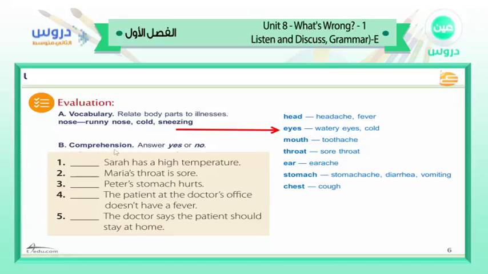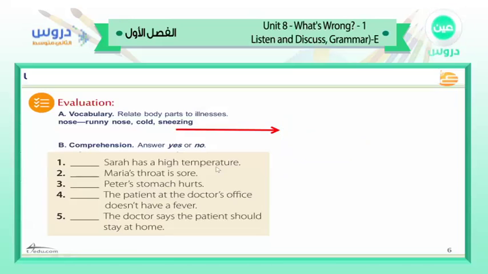Let's go to B. B, comprehension. Answer with yes or no. Only yes or no. Number 1, Sarah has a high temperature. What do you think? Sarah has a high temperature. Is it yes or no? Do you want to take a look? Take a look.